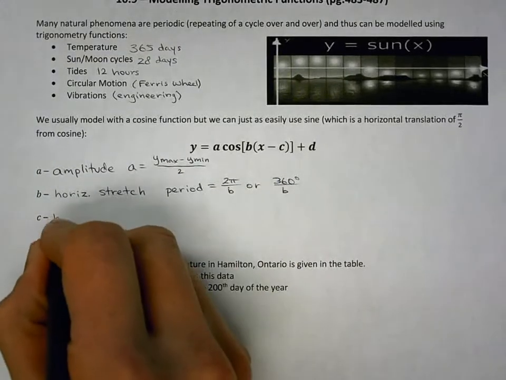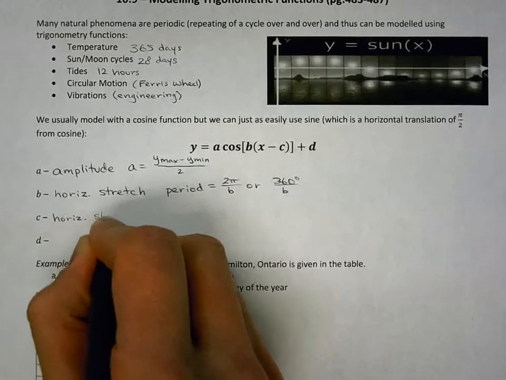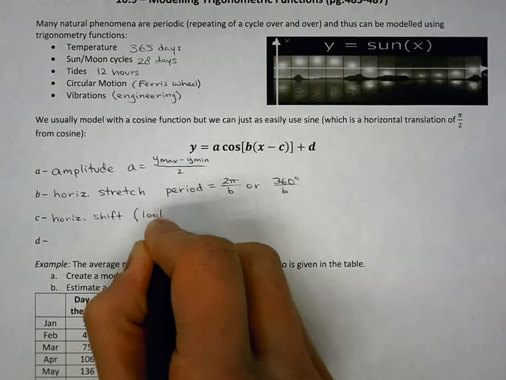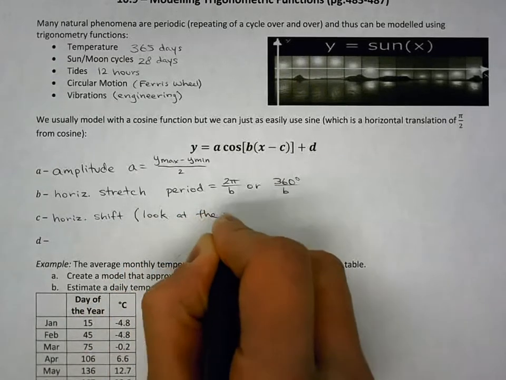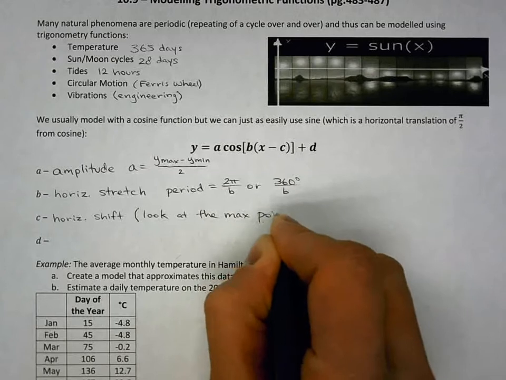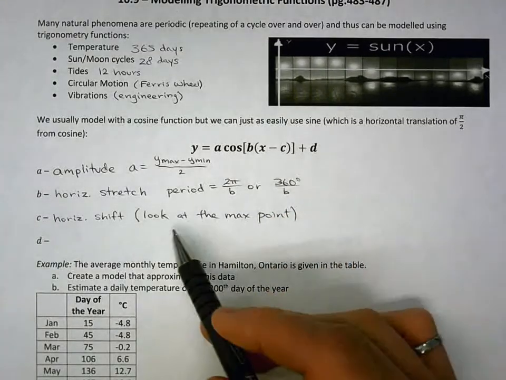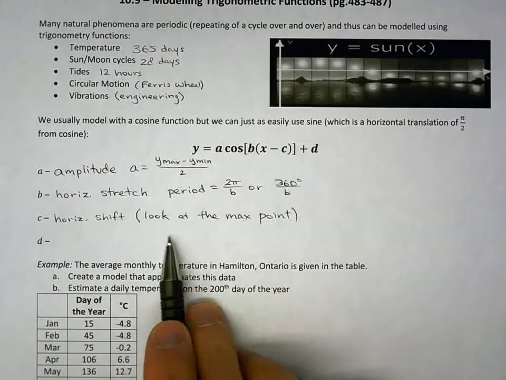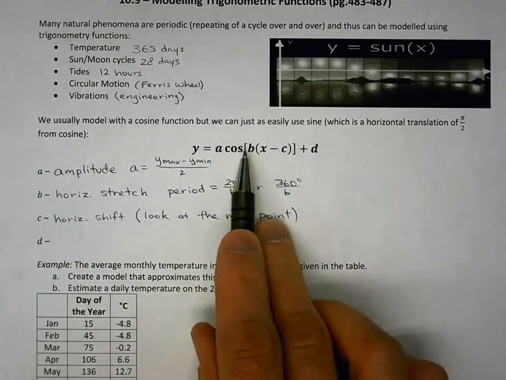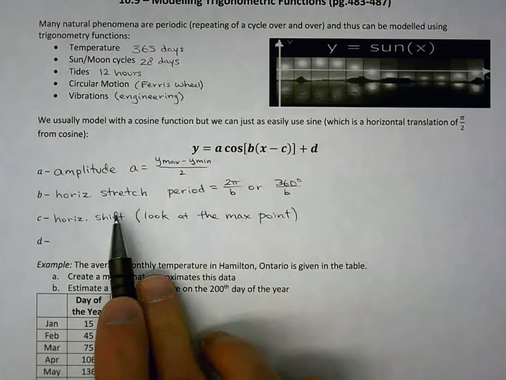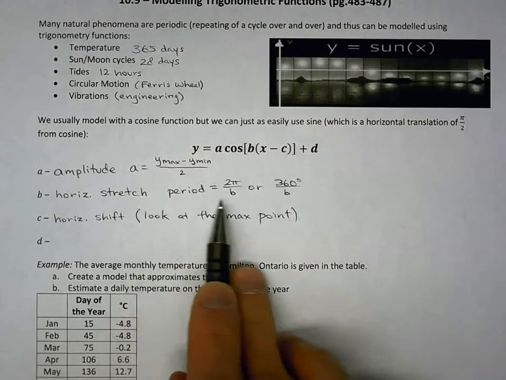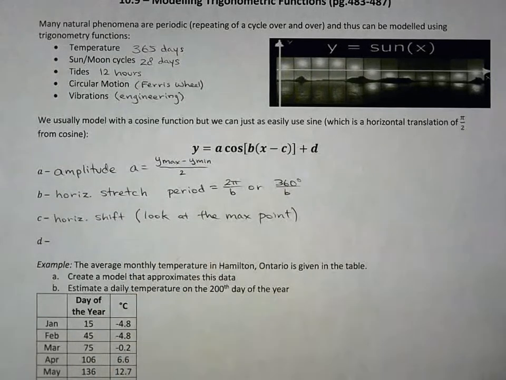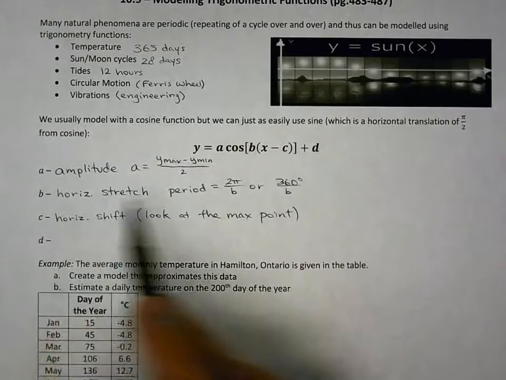Next we have C, which is the horizontal shift, or that one's called the phase shift. To figure that one out, I just look at the max point. And you can usually figure it out. For example, if your max point of your data is a tide height of 6 meters, well, then that would be your phase shift, because cos starts at that high point. So you could just then calculate the angular or the phase shift, and that would be your horizontal shift. We'll look at an example.